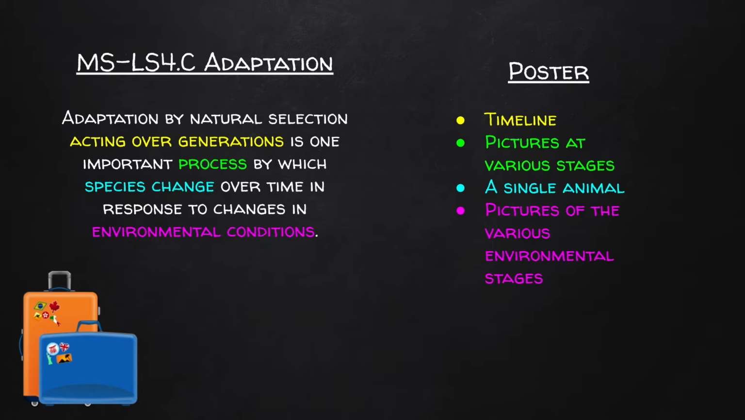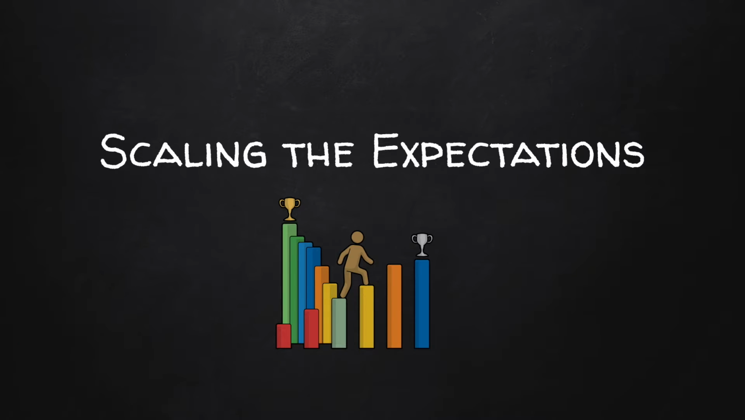And the poster needs to involve environmental conditions. So I'm going to have students add pictures of the environmental stages as well as the animal over time. And that makes up the content of what needs to be in the poster. I know everything that students need to do on the poster in order to reflect knowledge and understanding of the standard. Now what I need to do is scale the expectations for the poster.